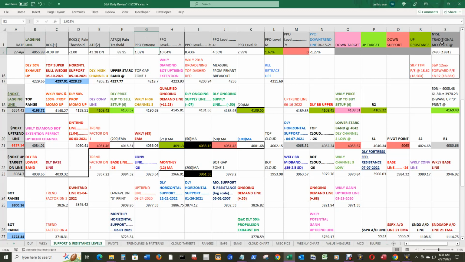And the New York traditional McClellan breadth oscillator to get back to zero would require 2,493 advancers over decliners to get back to zero. Quite a move from yesterday, 1881, so it's well under the McClellan breadth oscillator zero line.